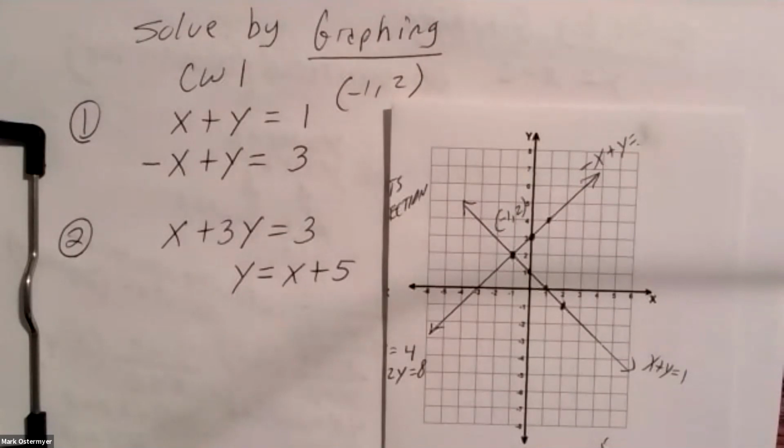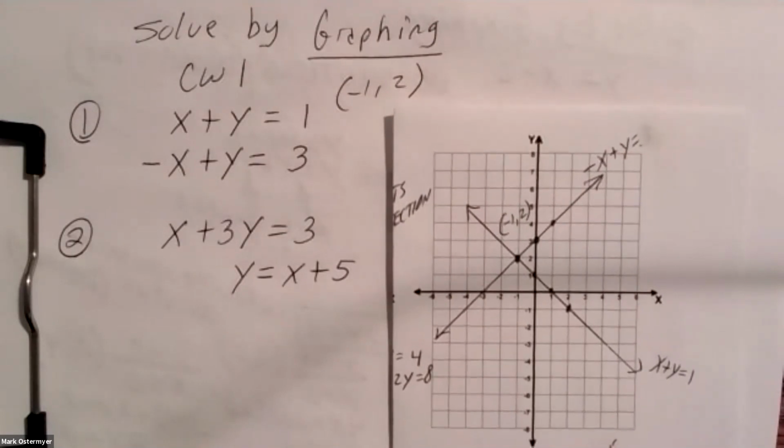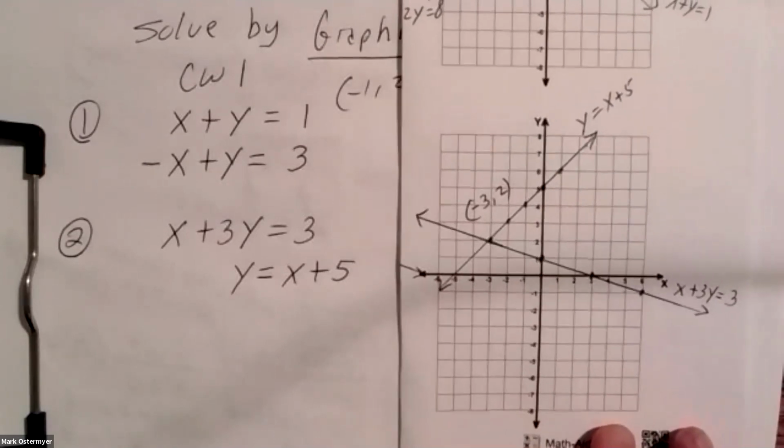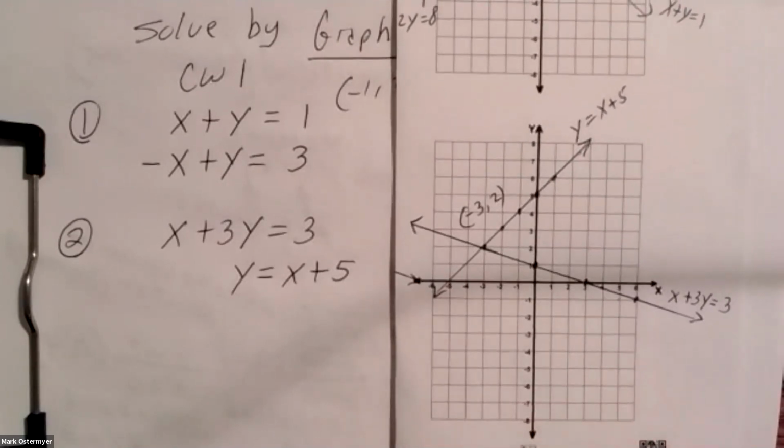Anybody get the second one solved? Number two, (-3, 2). Okay, did anybody else get (-3, 2)? Yes. Okay, so when you graph those two equations in the second system, you get (-3, 2).